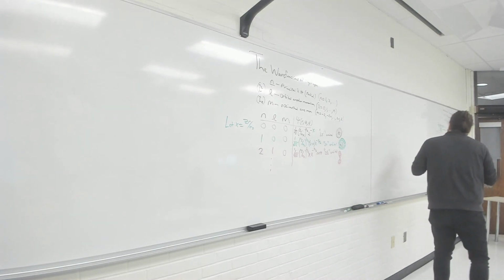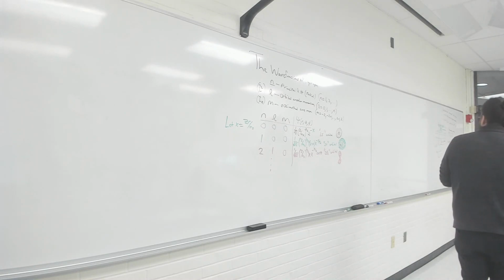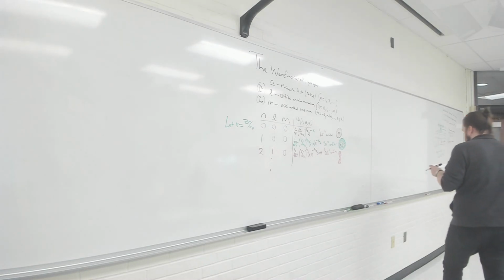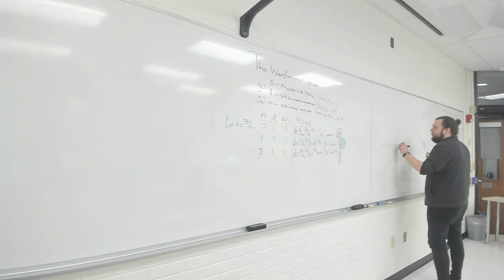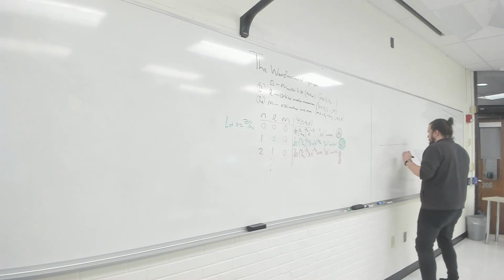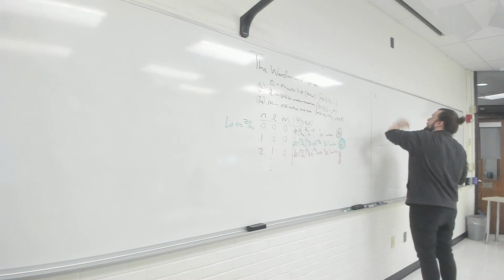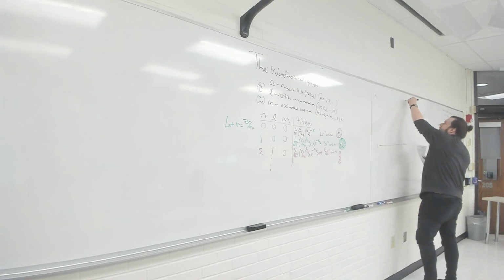So I want to talk a little bit about the different types of absorption lines that you find in hydrogen. I'm going to redraw my energy levels diagram. So here's our ground state. I'll write n on the left side and energy on the right side.